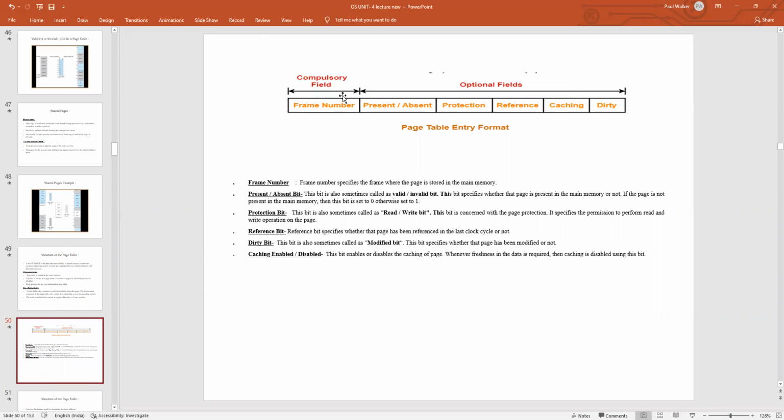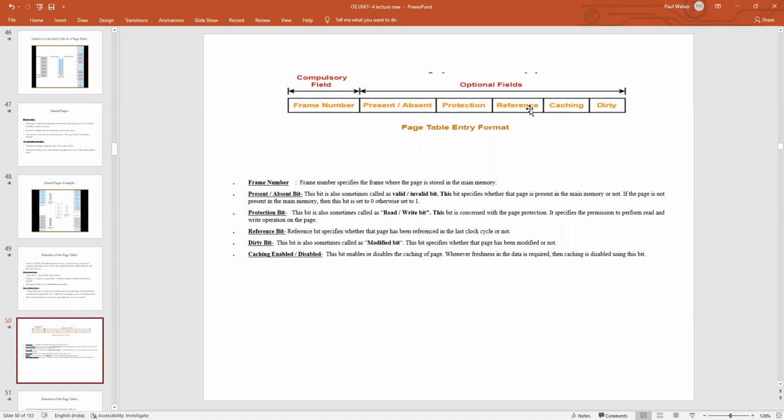So the frame number is compulsory for all page table entries. These are all optional fields depending upon the content of the field. As I repeat, the frame number is nothing but whether the particular frame is stored in the main memory or not. Present or absent is whether the bit is a valid bit or invalid bit, whether it is stored in the main memory or not. Protection bit is the read/write bit, which gives page protection to the particular page, like that.